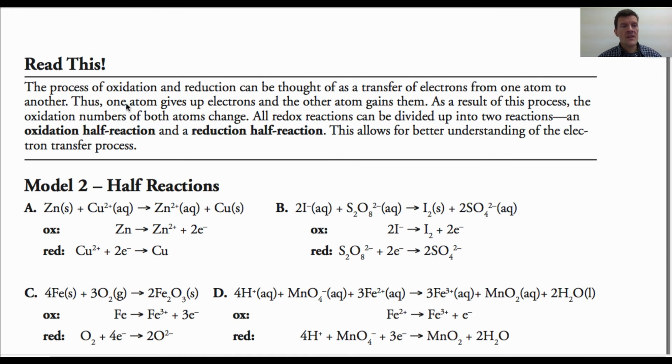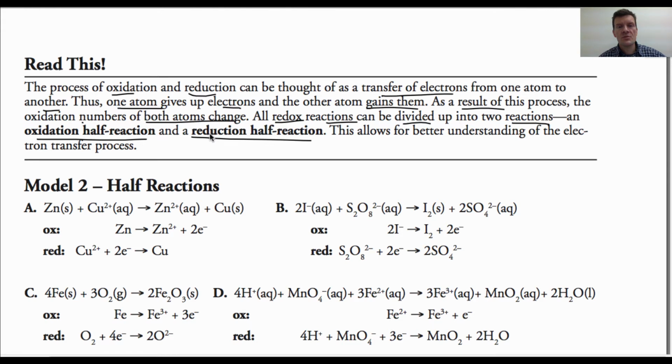All right. The process of oxidation and reduction can be thought of as a transfer of electrons from one atom to another. Thus, one atom gives up electrons and the other atom gains electrons. As a result of this process, the oxidation numbers of both atoms change. All redox reactions can be divided up into 2 reactions. Has to have both parts. An oxidation half reaction, that's part of the reaction is the oxidation part, and the other half of it is the reduction part.